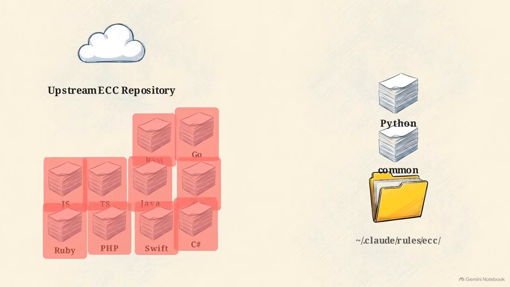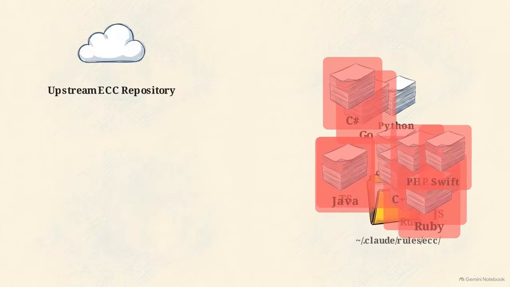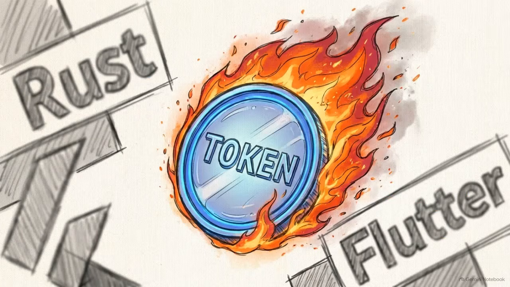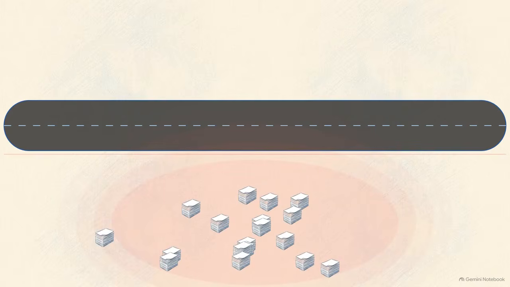Resist copying the entire directory. Dumping all 12 ecosystems at once creates massive context bloat. Forcing an agent to read rules for Rust and Flutter while writing a Python script burns tokens unnecessarily and increases the probability that the model will hallucinate. Loading only what you need preserves the AI's reasoning capabilities.